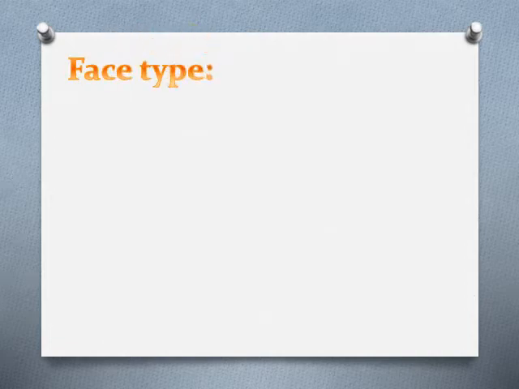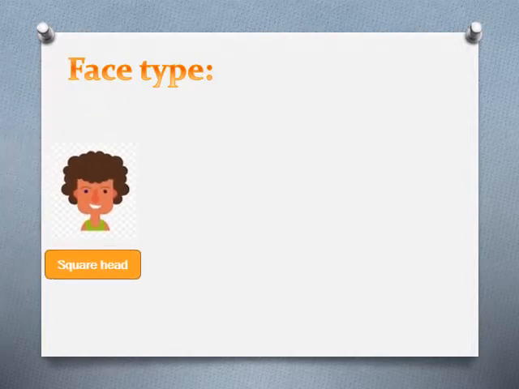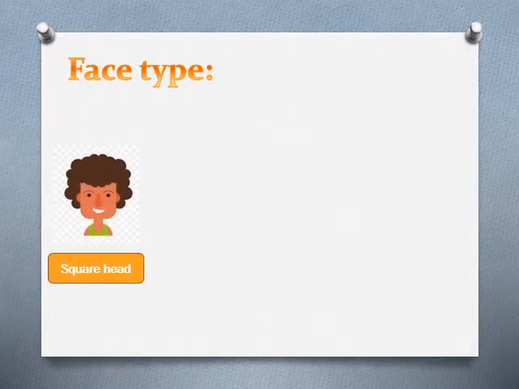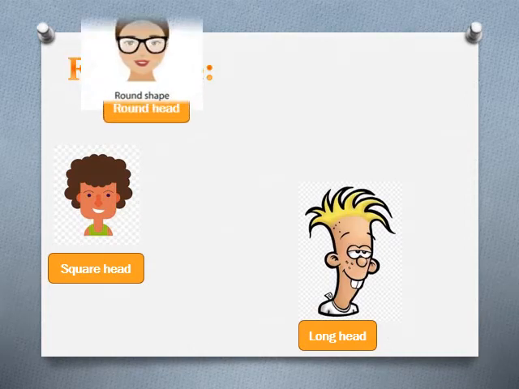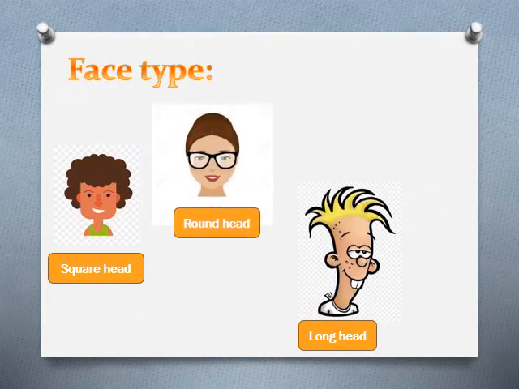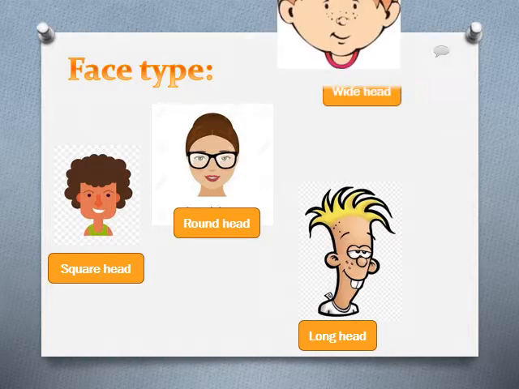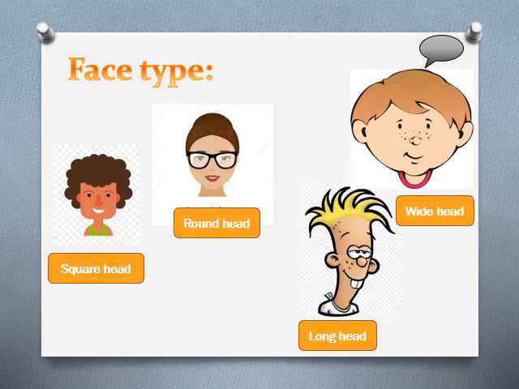And if you are talking about the face type, we can say this man has got a square head. Or he has got a long head. Or, oh look, she is beautiful. She has a round head. Or look, this boy has got a wide head.